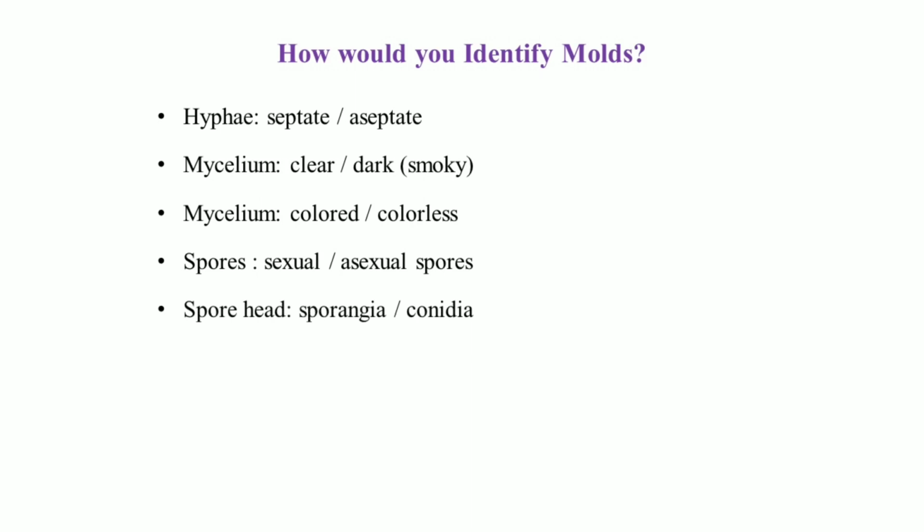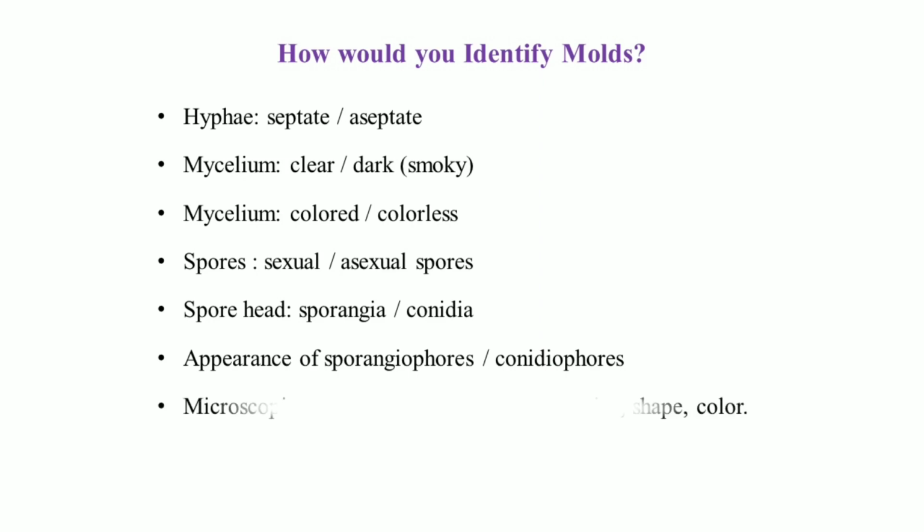characteristics of spore head, whether it is sporangia or conidia, size, color, shape and location of sporangia and conidia, appearance of sporangiopore or conidiopore, whether it is simple or branched. If it is branched, the type of branching, size and shape of columella at the tip of sporangiopore, whether conidiopore are single or in bundle.